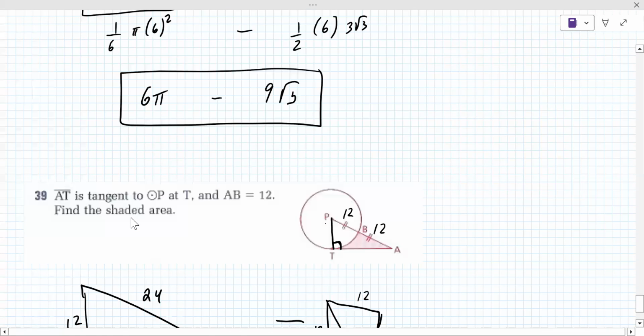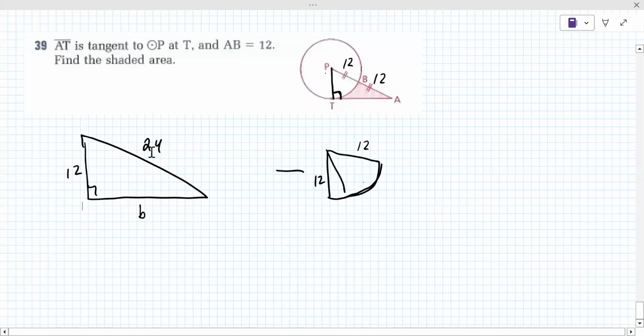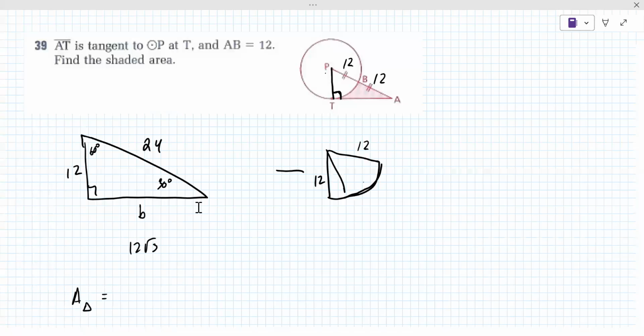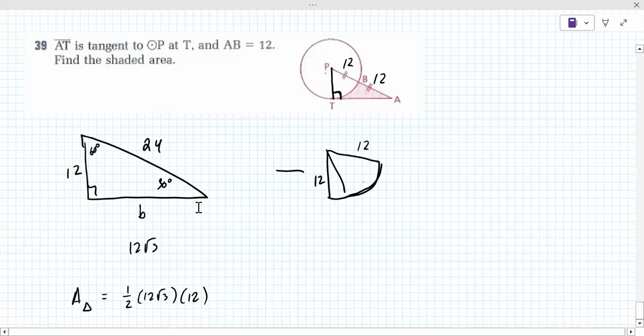Let me go back and show you. That one's twice that. Yes. So this is the X side. So B is the X root 3 side, right? Yes, exactly. So 12 root 3. So area of the triangle is 1/2 base 12 root 3 times 12. And we got the height there.